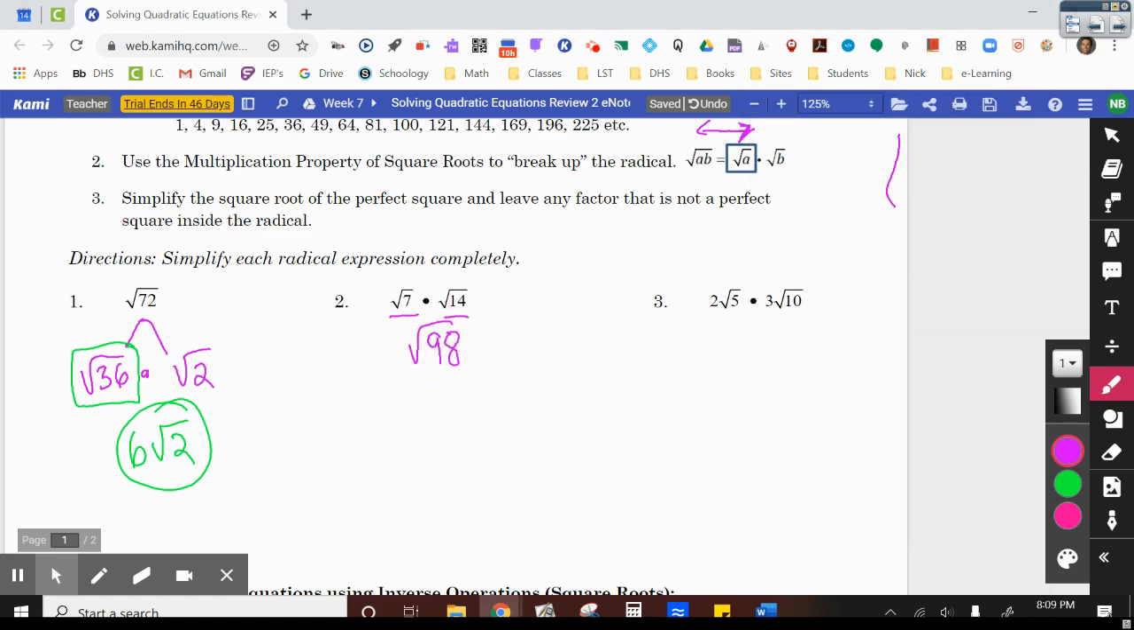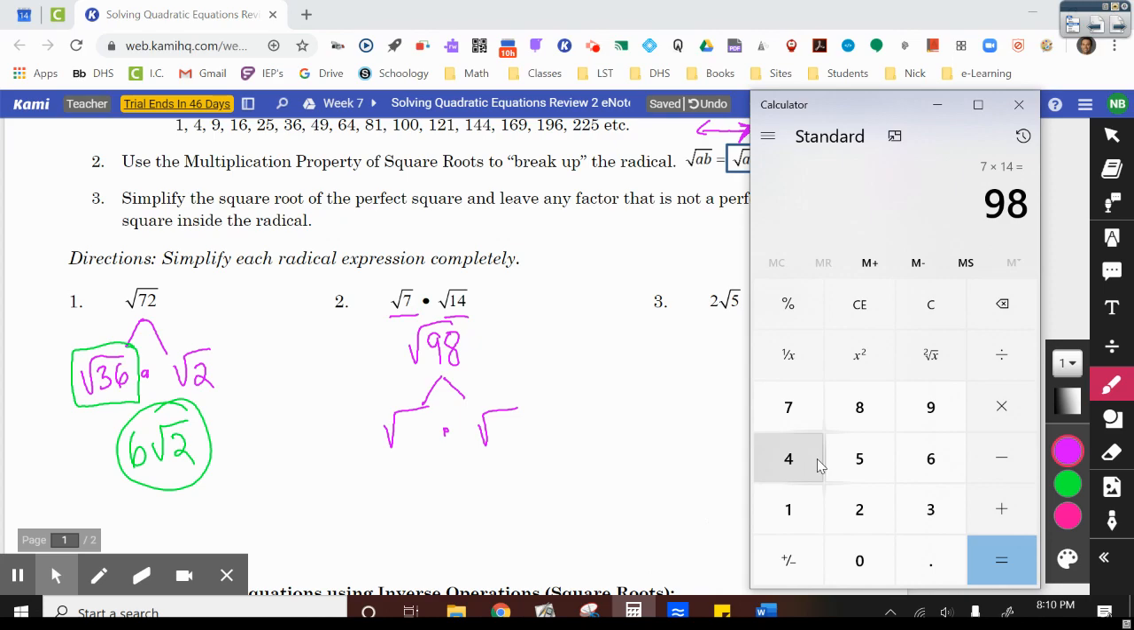Now that I've multiplied them together, I want to break them apart again because I want to find the perfect square factor. The square root of 7, there is no perfect square. The square root of 14, there is no perfect square. But when I put them together, I get the square root of 98, and now I think I'm going to have a perfect square factor of 98.